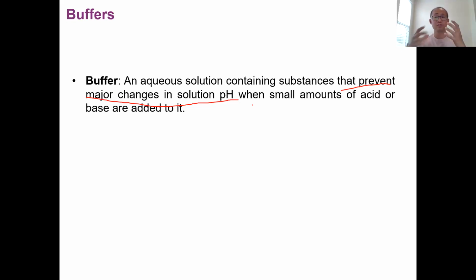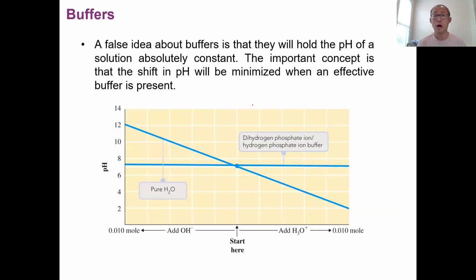You have a solution that is purposely prepared, and it contains components that prevent the change of pH when you add some acid or base to it externally. Usually, if you add acid or base to water, the pH is going to change dramatically. But if you have a buffer solution, when you add acid or base to it, the pH change is going to be minimal. Here is a picture showing you the function of a buffer.